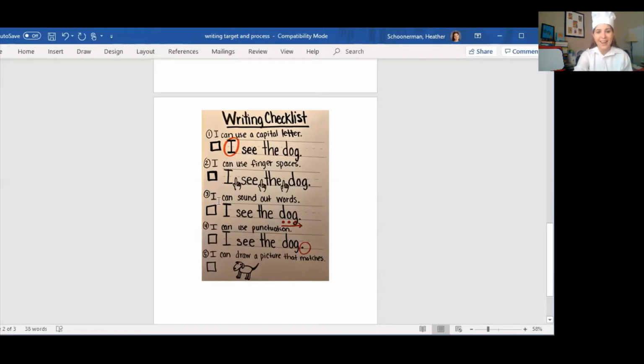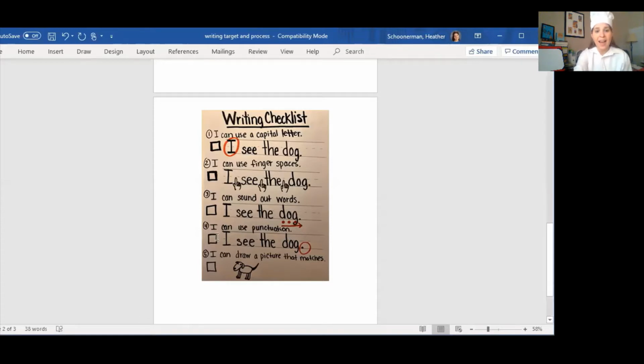Number three, I can sound out words. So when we get to a word that we're not sure how to spell, we just use our letter sounds. We can stretch the word out, and we can tap it out, and then we try to use our letter sounds to hear the beginning, the middle, and the end, and write down the sounds that we hear.